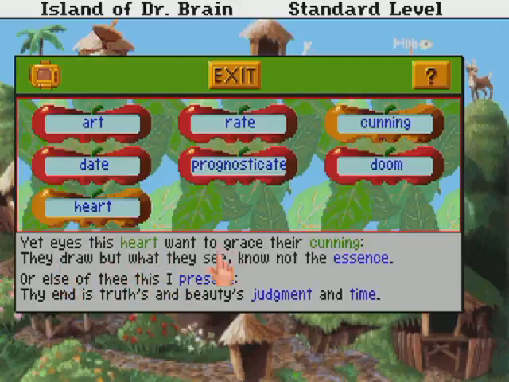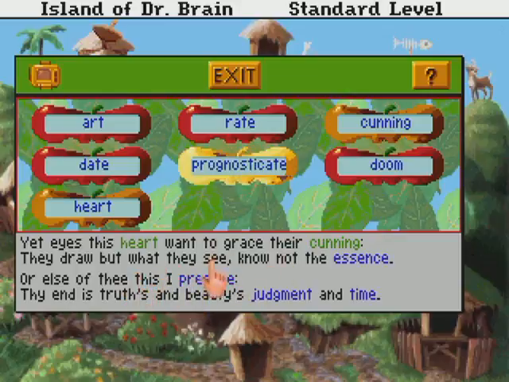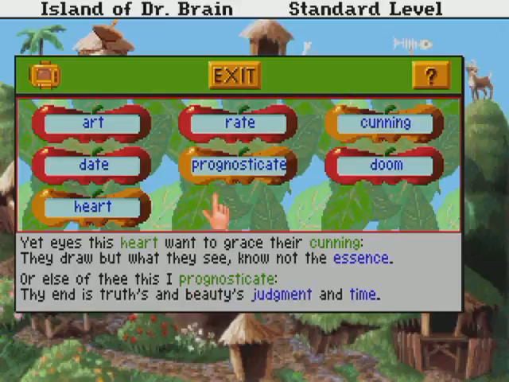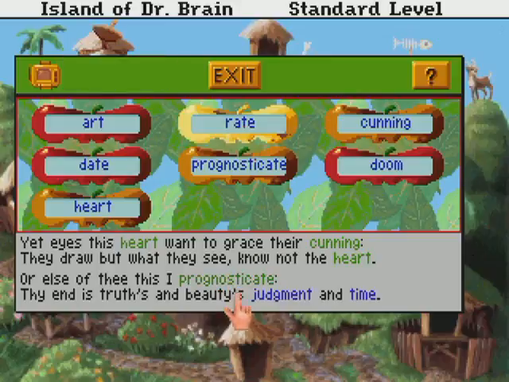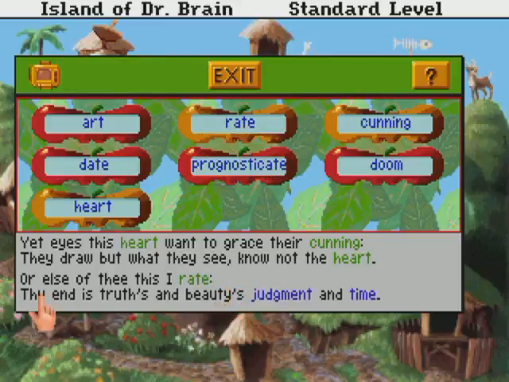They draw what they want to see, but know not the essence. Or else of this I presage. That's a word I don't know. They know not the hearts. Or else of this I rate. Thy end is truth and beauty's judgment and time.